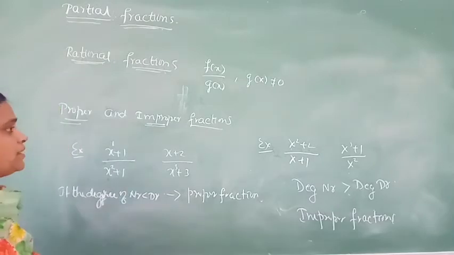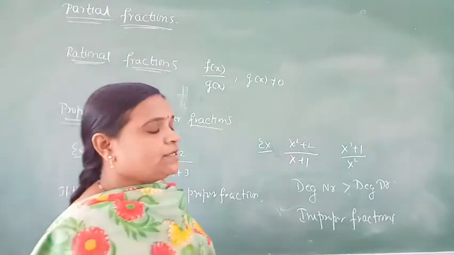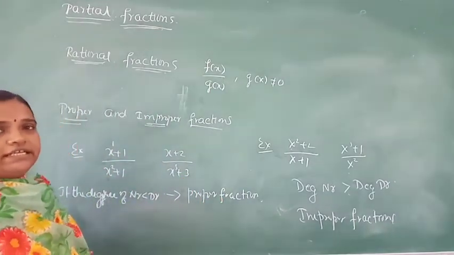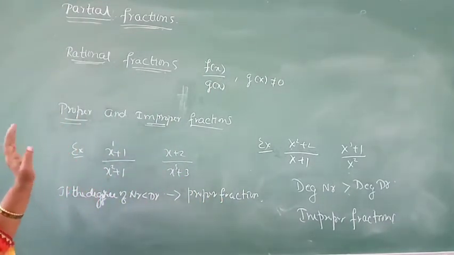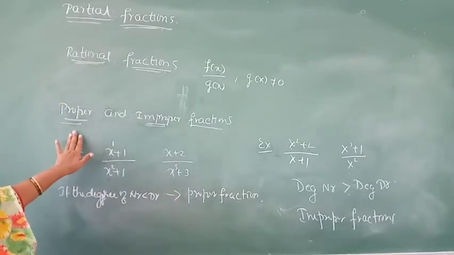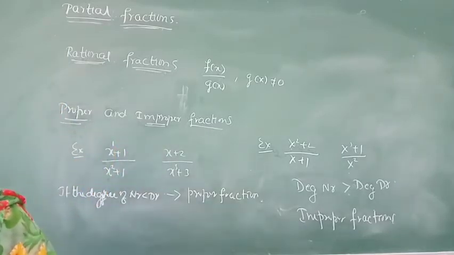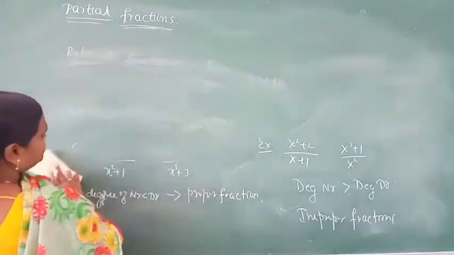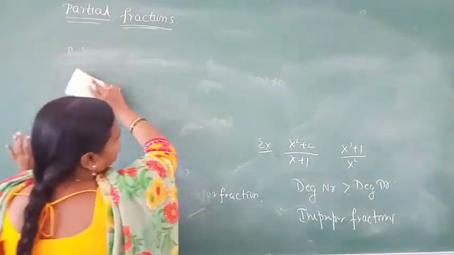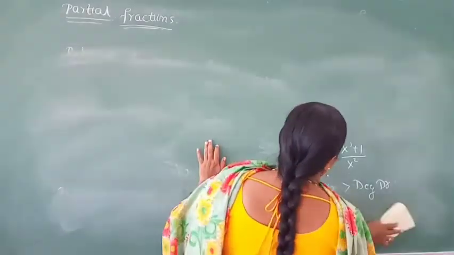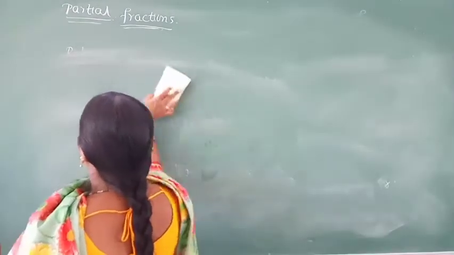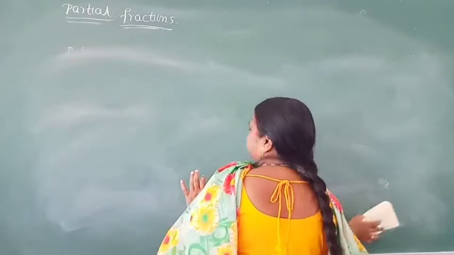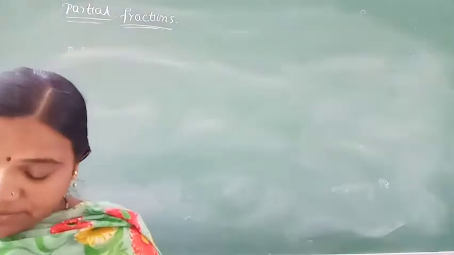For solving the examples, remember that if it is an improper fraction, we have to convert it in terms of proper, and then only we can do the example. These are the definitions of rational functions, proper and improper fractions. First I am giving the introduction part, the definitions of rational, proper, improper. After knowing this, now I will take another example, and with the example I will give the explanation.